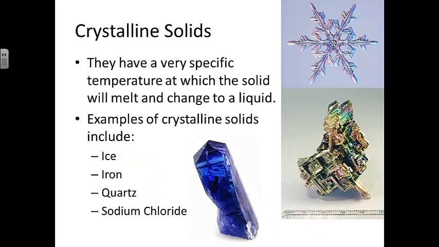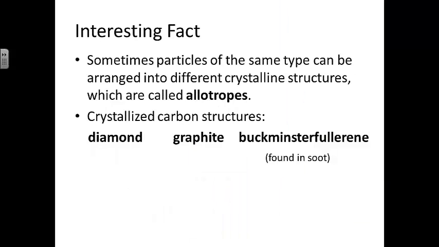These crystalline solids have a very specific temperature at which the solid will melt and change to a liquid. Examples of crystalline solids include things such as ice, iron, quartz, and sodium chloride. You can see a definite difference in the macroscopic structure that comes out of the crystalline structure, the way that these particles arrange themselves as they crystallize. Sometimes particles of the same type can be arranged into different crystalline structures. When substances can be arranged in different ways like this, they are referred to as allotropes.